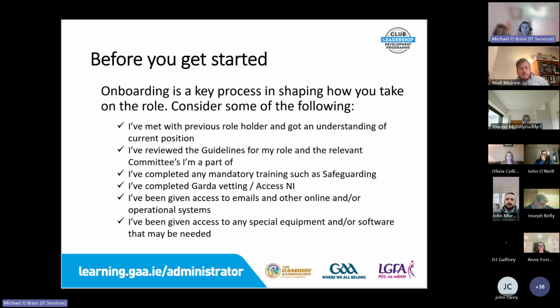So when you're onboarding, you have to make sure that you've been given access to the email account. You have to make sure you've access to the relevant SharePoint. You have to make sure you've access to the relevant data associated with your role. These are just a couple of points that you need to make sure you've done with your previous chairperson before stepping into the role.